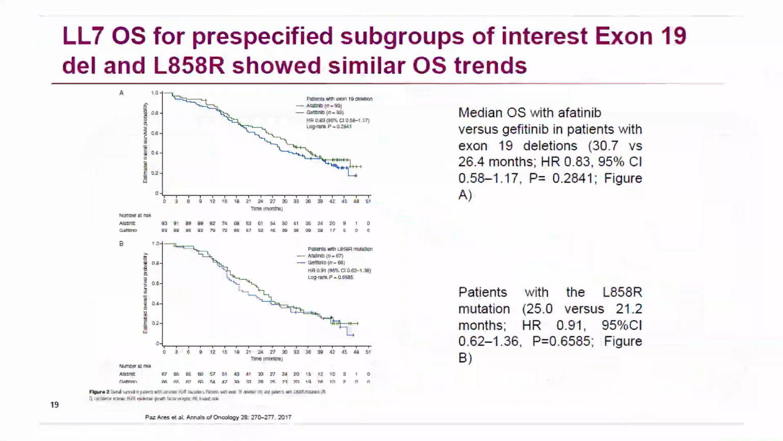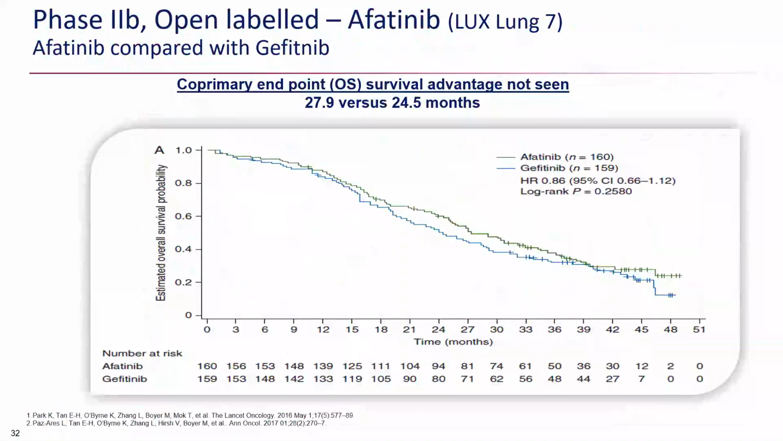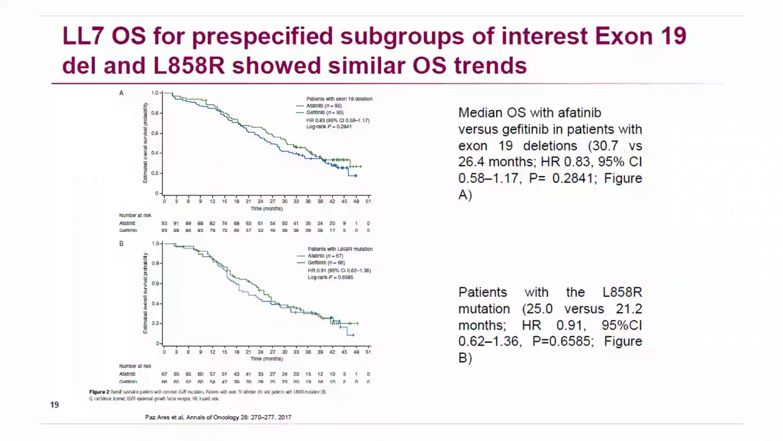So the co-primary endpoint OS advantages. The co-primary endpoint survival advantage was not seen, that is 27.9 versus 24.5 months. So if you see Afatinib versus Gefitinib, the co-primary endpoint was not met. In LUX-Lung 7, OS pre-specified subgroups of interest, exon 19 deletion and L858R, showed similar OS trends. So Afatinib compared to Gefitinib has not scored really well. The hazard ratios are 0.8 and 0.91.